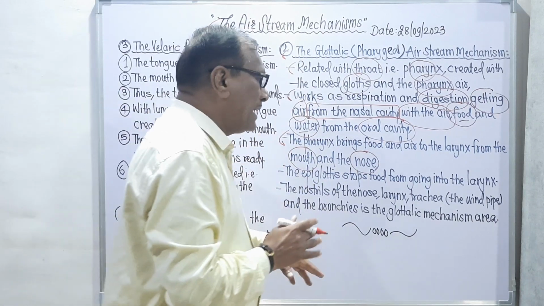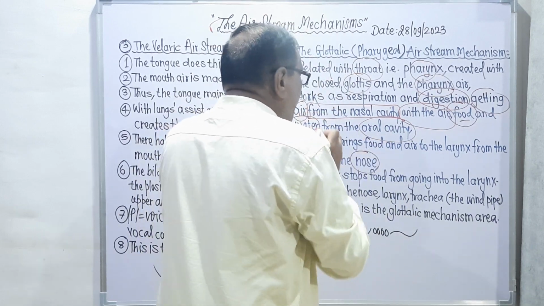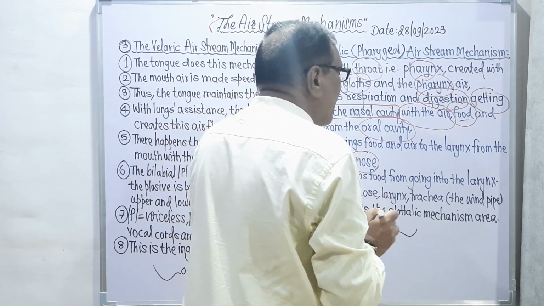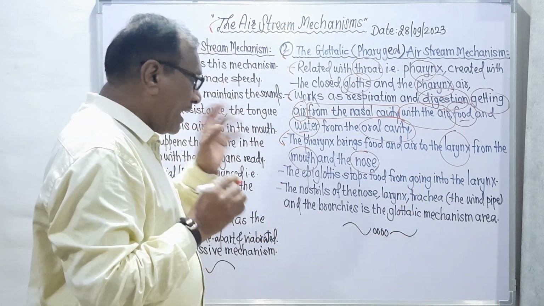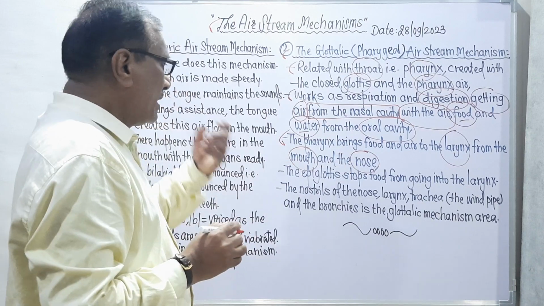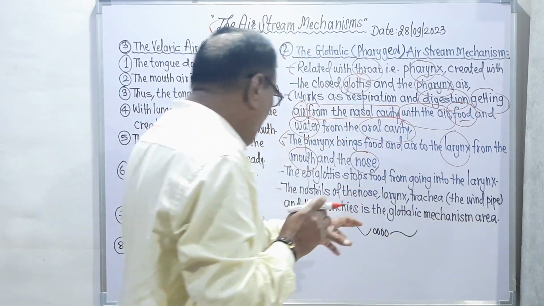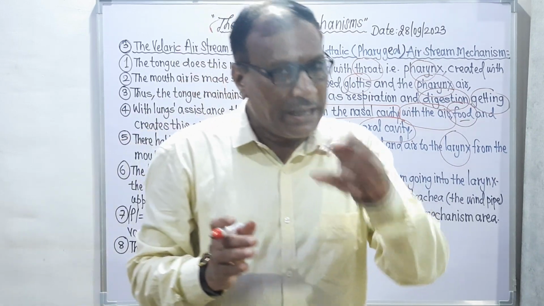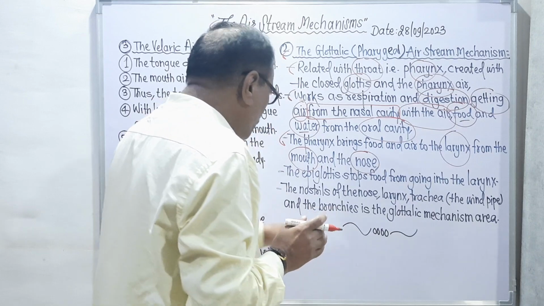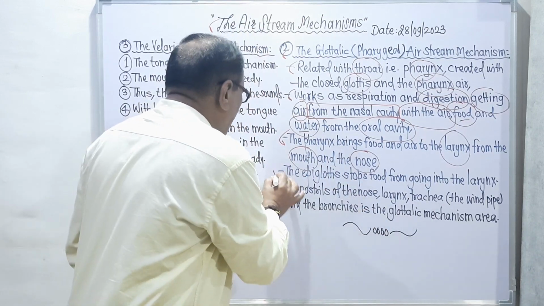My point is that here the pharynx brings food and air to the larynx. It means that the pharynx sends that food and that air to the larynx from the mouth and the nose, means from the area of the mouth and the nose. That is the explanation I will tell you.